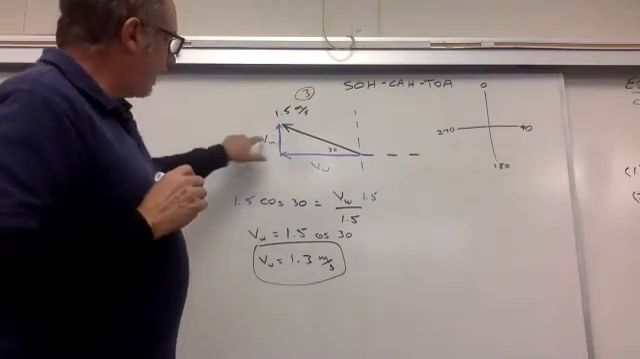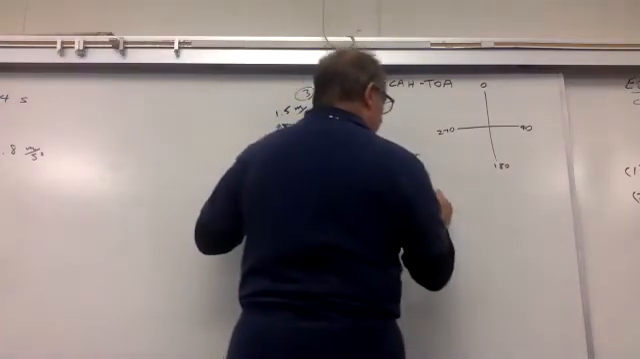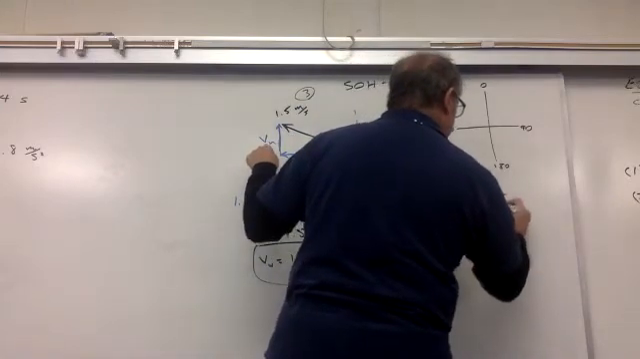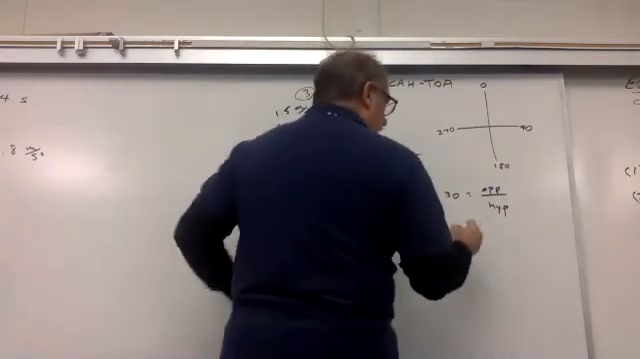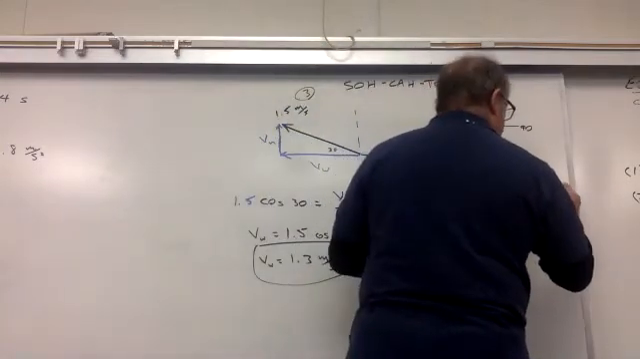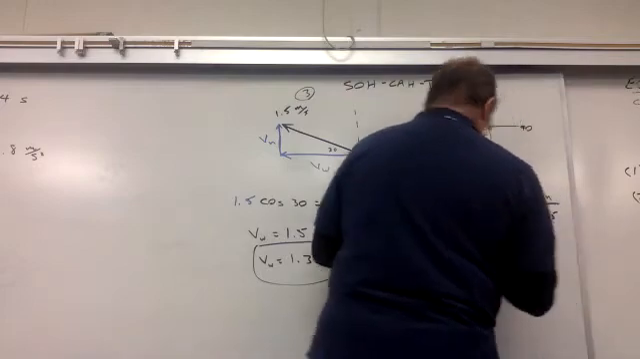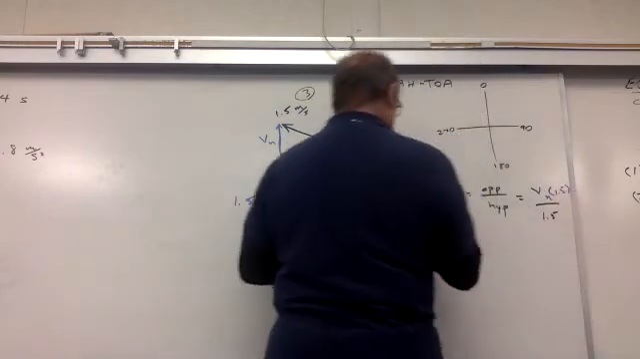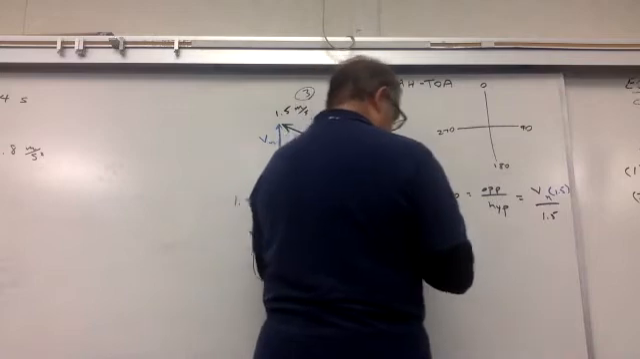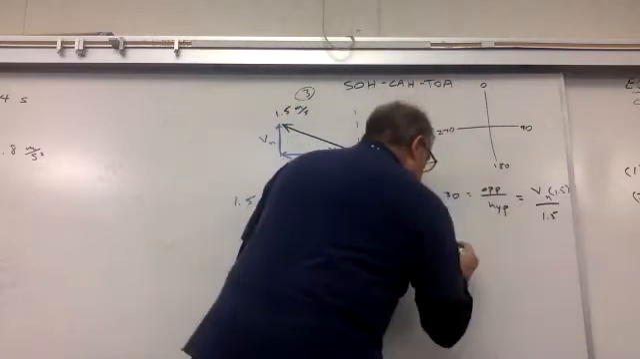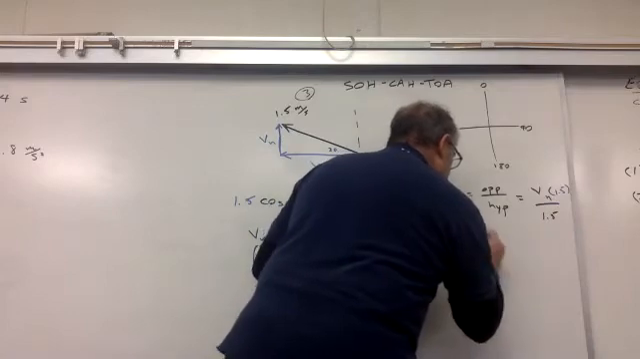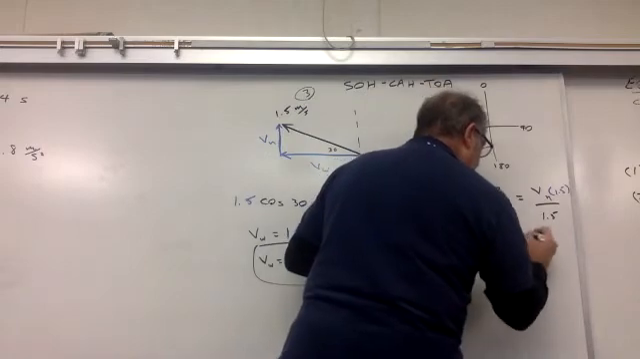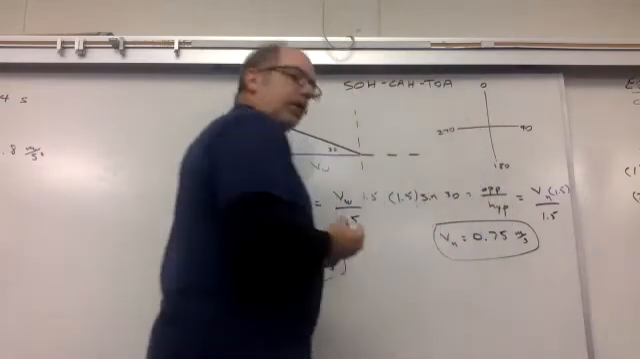The northward component is the opposite side, and that's related by the sine function. Sine of 30 is opposite over hypotenuse, which is v sub n over 1.5. Multiplying both sides by 1.5 again and canceling, I get v sub n is equal to 1.5 times sine 30. Sine 30 is exactly half, 0.5, so this turns out to be 0.75 meters per second. Okay.